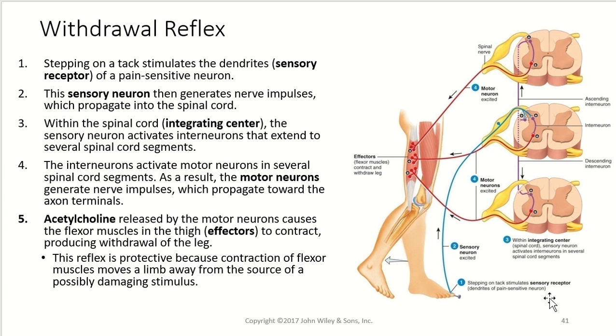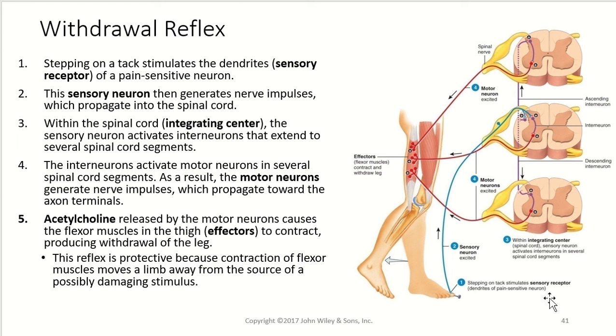So looking really quick at the steps that are involved in the withdrawal reflex. Step one is going to be stepping on the tack, which is going to stimulate the dendrites, those sensory receptors for our pain-sensitive neurons. All right. The second step is that the sensory neuron is then going to generate a nerve impulse, which is going to propagate into the spinal cord. From there, within that spinal cord, which is where the integrating center is, the sensory neurons are going to activate those interneurons that extend to several spinal cord segments. And then the interneurons are going to activate motor neurons in several of those spinal cord segments.